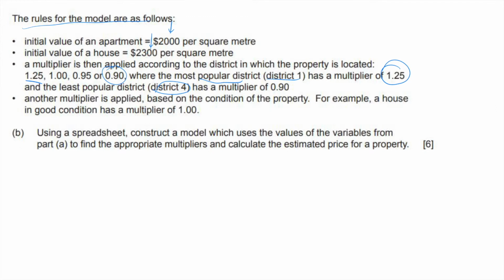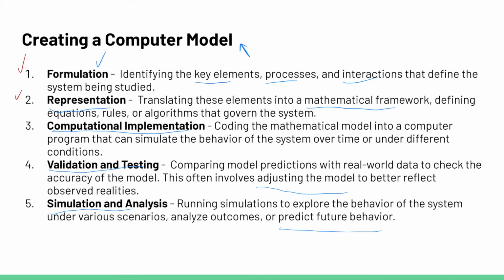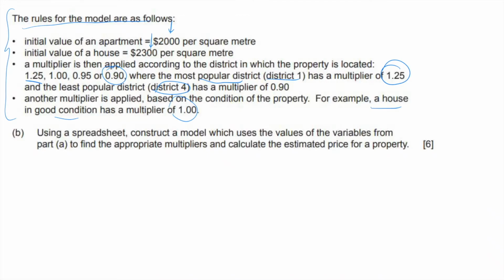And then finally, we would have a multiplier for the condition of the property. So that was the whole poor, very poor, good type thing. And it doesn't really specify in this question what the multiplier would be, but apparently a house that's in good condition would have a multiplier of 1. And this whole part right here, we didn't really have to do anything, but that completes the representation aspect, because we not only have the variables, but we also have all of the mathematical rules that need to be followed in order to complete our task, which is to calculate the estimated price of a property.